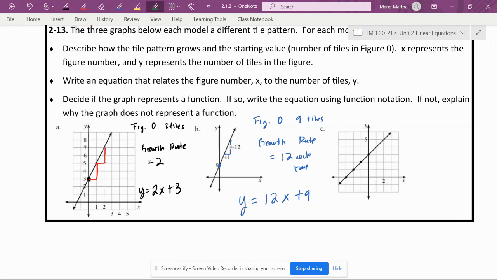And then finally, we look at problem C right there. So again, your figure 0, that's what you're looking for first, which happens to be your initial value, is right there. So make sure you are counting correctly. 1, 2, 3. So 3 tiles. And then our growth rate: how does this change from one figure to the next? If you move 1 to the right, you'll notice it goes 1 up each time. So our growth rate is 1.